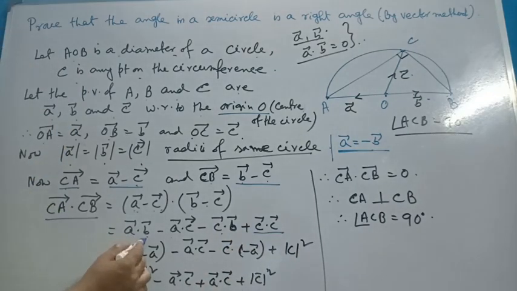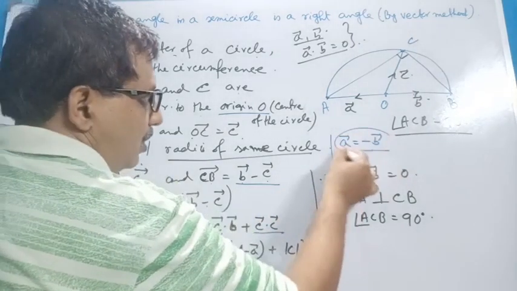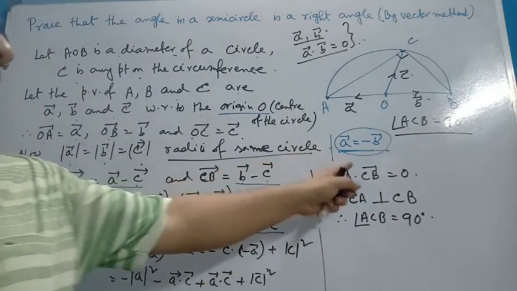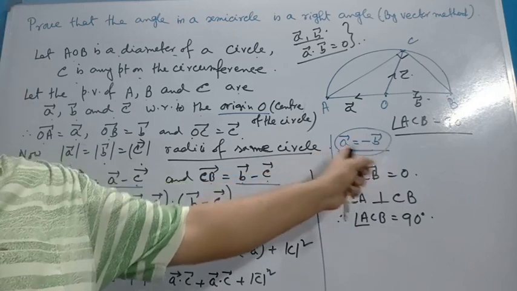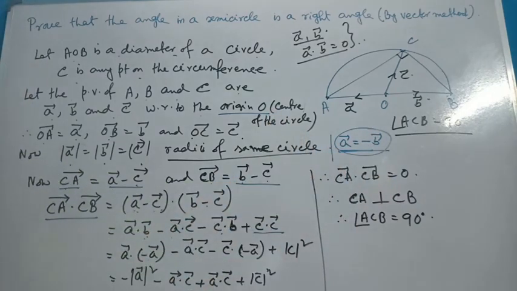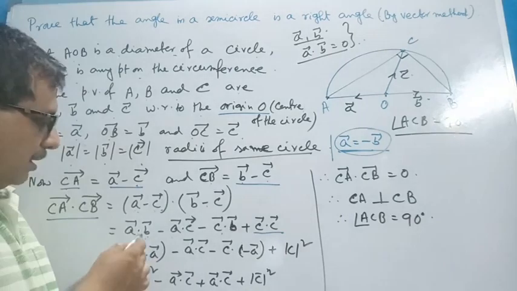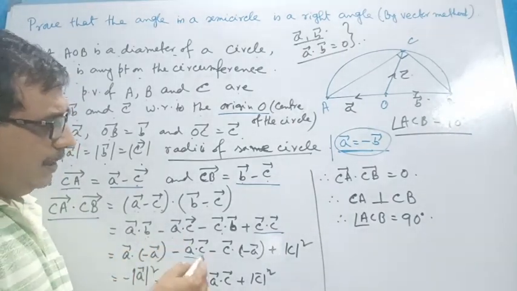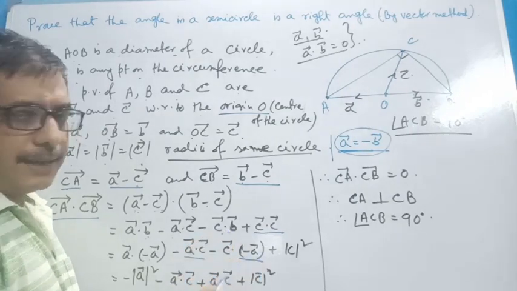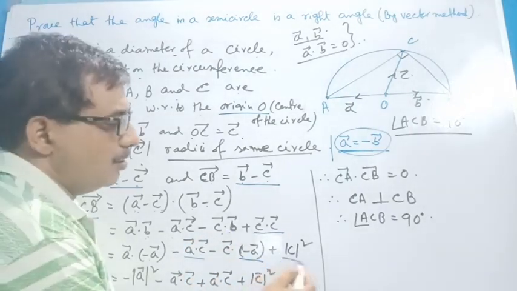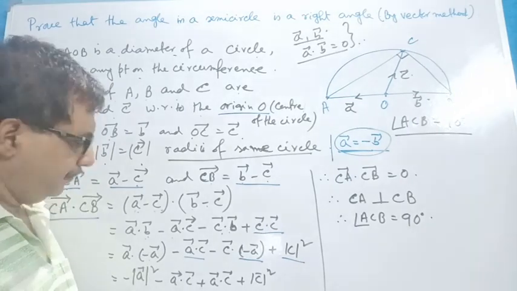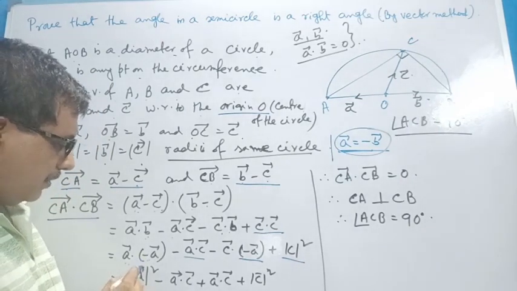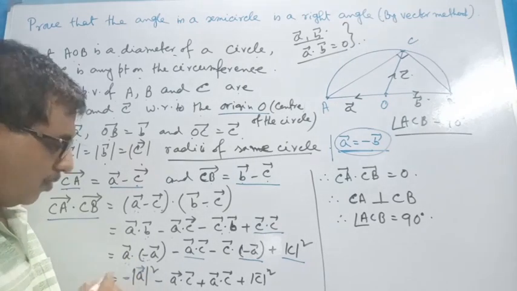Now replace b with minus a vector using this relation. If a is equal to minus b vector, then we can write b is equal to minus a vector also. So instead of b we write minus a here; the rest remains intact, and instead of b we write minus a here also, and c dot c means mod c square. So this is a dot a, that means mod a square, and since it is negative, minus of mod a square.